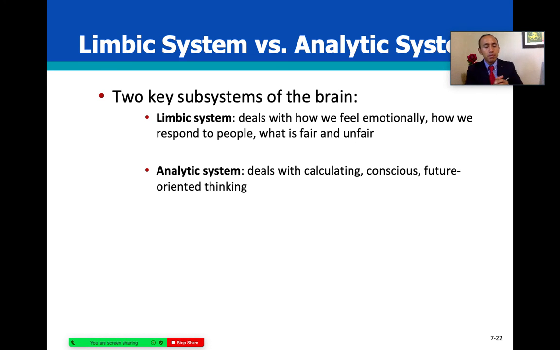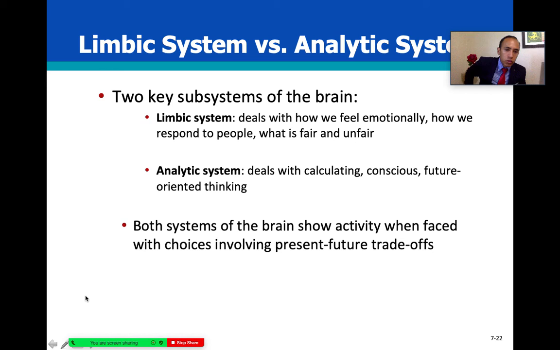The analytic system deals with calculative, conscious, organized, informative decision-making processes. Sometimes one is used more over the other, but the idea is to have a balance of both, a limbic structure and an analytic system. Make a decision based on how you feel, but also with information and calculative approaches. So both systems tend to show activity in the brain when we are faced with a decision, but it really depends on the person.